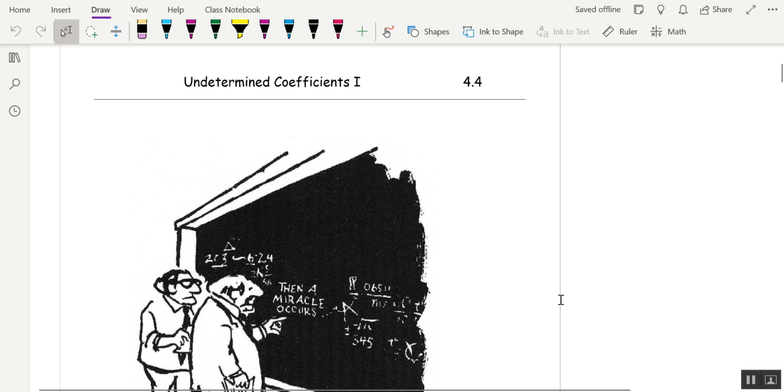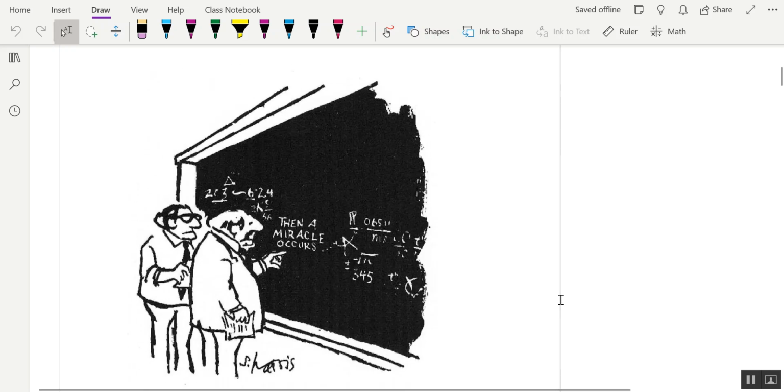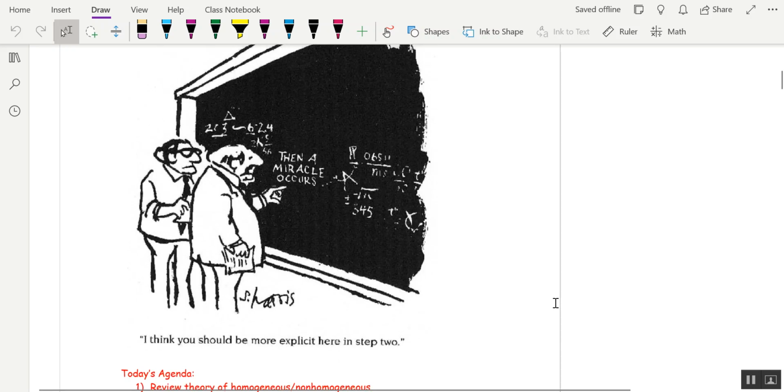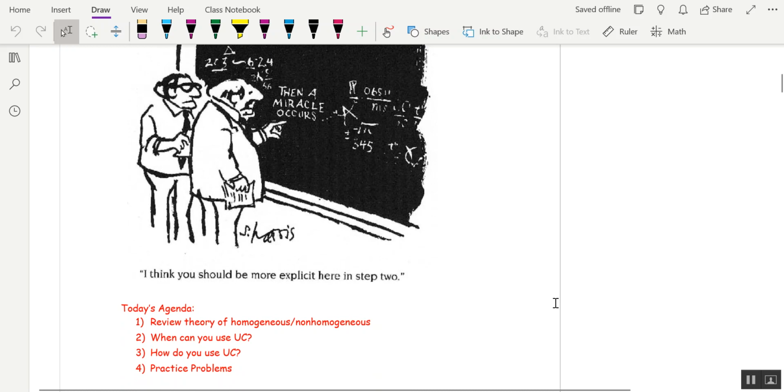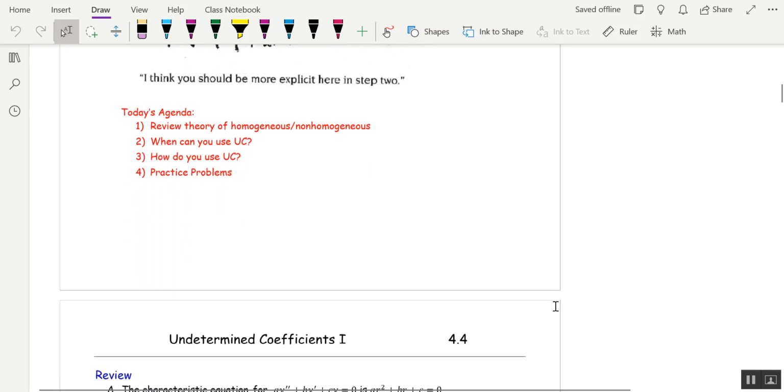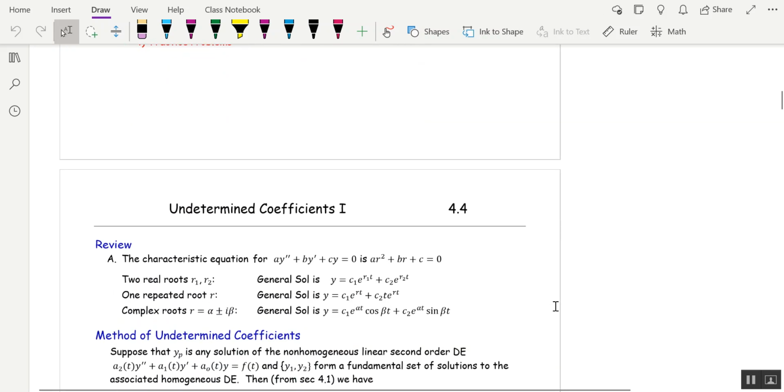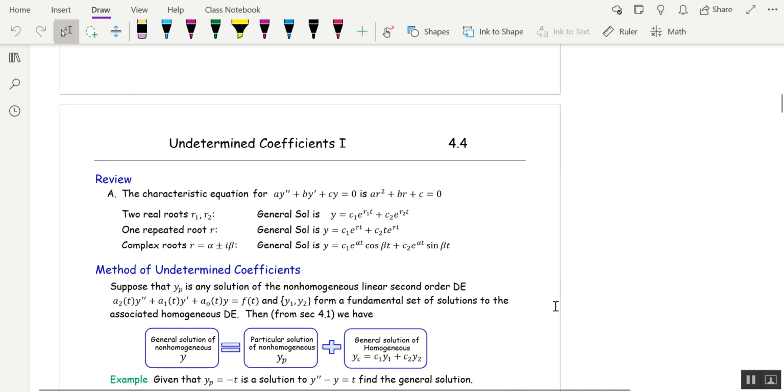Welcome to section 4.4. We're going to spend 2 days on undetermined coefficients. So the majority of it we're going to do today. And let's start off with a review of what we know about homogeneous second order linear differential equations. And then we'll talk about undetermined coefficients. So a review of what we've done over the past 3 sections.